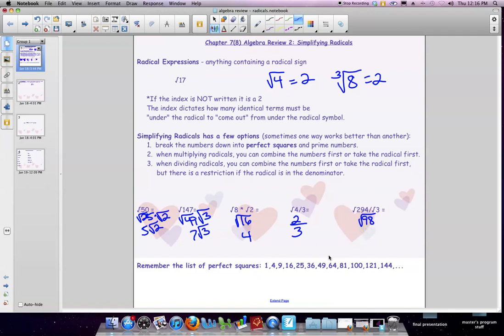It does happen to have a perfect square in it. 49 times 2 is 98, so I can break this up into the square root of 49 times the square root of 2, and the square root of 49 is 7. So I get 7, and then the square root of 2 is what's left. That would be the simplified answer to the square root of 294 divided by the square root of 3.